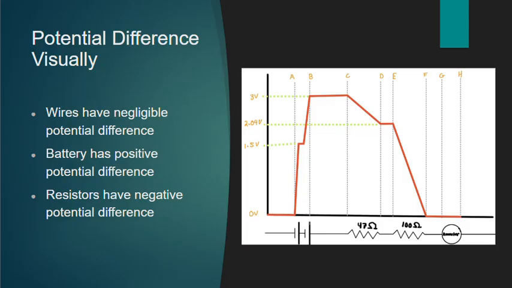Continuing on, here's the potential difference. It's just plotted on a rough sketch I made. So you can tell the difference in the wires is negligible, and then the battery, as it should, has a positive difference, and then resistors have a negative potential difference. The voltmeter shouldn't change current when it's connected, and that's because it has a very high resistance, so the current goes around it, and that's why you see that the voltmeter is not affected by the current.